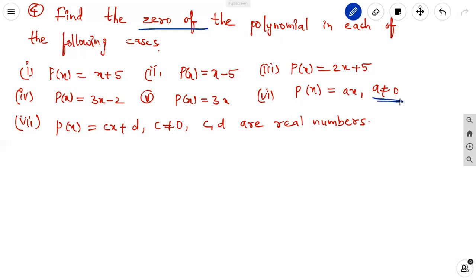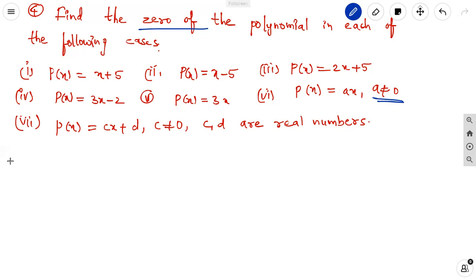Here a is not equal to 0, that is any real value. In this, just concentrate: x is a variable, a is a constant. That is not equal to 0. Why? Because if it is equal to 0, we cannot express it in the form of ax. Seventh one, p of x equal to cx plus d. That should mention c is not equal to 0. We also mention if it is linear form, ax plus b means a is not equal to 0. Here c and d are real numbers.